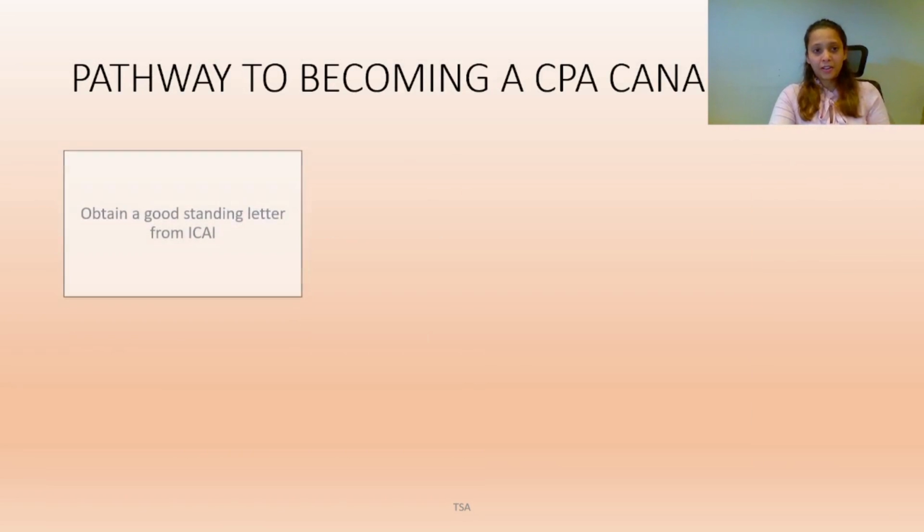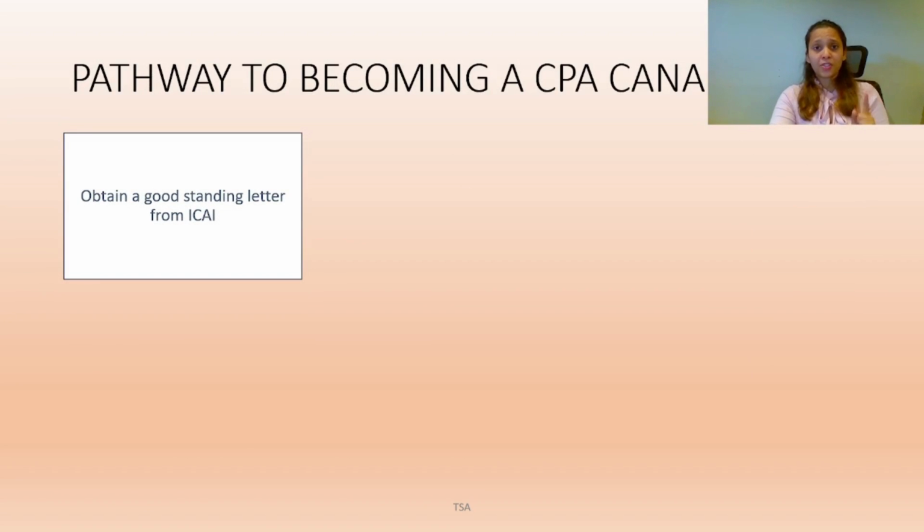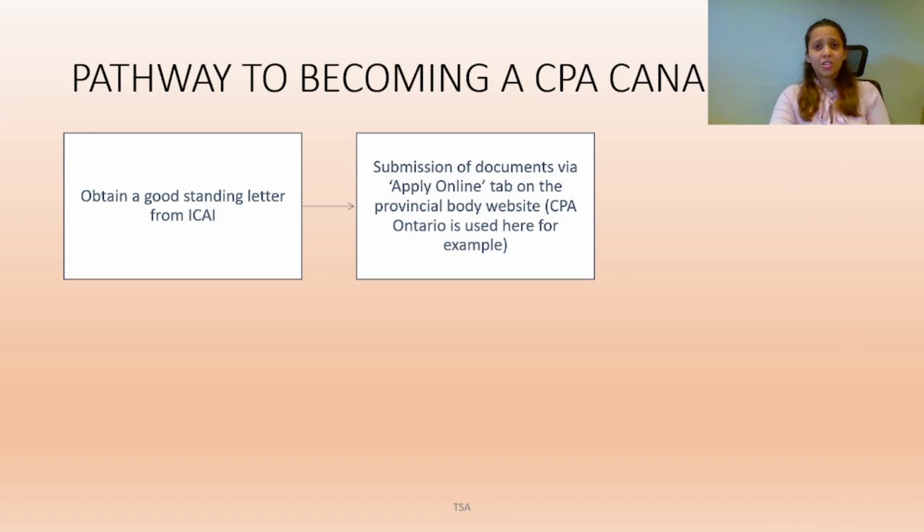Now let's move on to the pathway to becoming a CPA in Canada. The first and foremost step is to obtain a good standing letter from the Institute of Chartered Accountants of India, that is ICAI. Now in order to obtain this letter, you have to make an online application to the institute, but please make sure that you complete all your continuing professional education hours, that is the CPE hours, before you make this application. This is because the institute has the right to withhold your letter in case you have not completed the structured learning hours portion of the CPE hours.